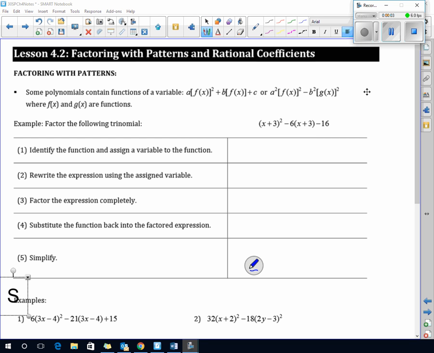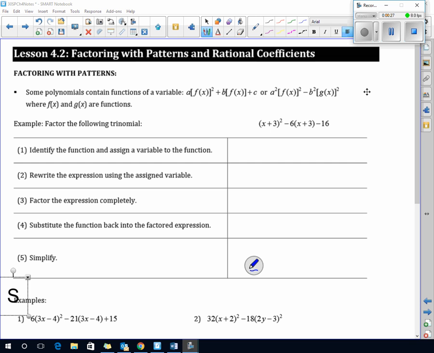(x + 3)² − 6(x + 3) − 16. So some of you might think, oh, I should multiply this all out and then recollect and go from there. There's actually an easier technique here, and what it is, using the pattern. Does everybody see that there's a pattern of an (x + 3) in brackets?